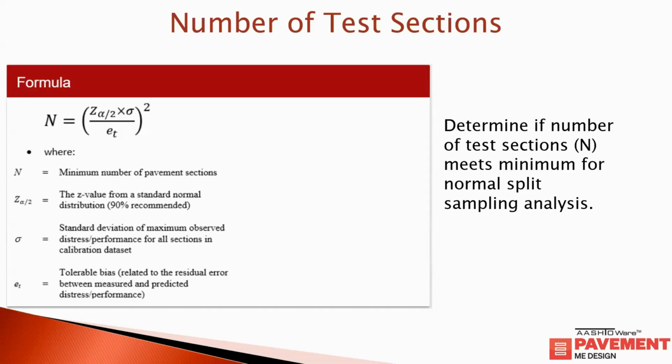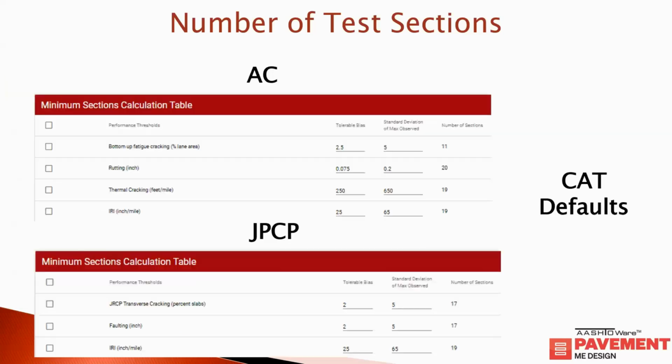So you would like the maximum of distress to be the last measurement, the most recent measurement for a pavement section. It doesn't always work that way though, but whatever the maximum is, whether it's the last one or the previous or the one before that, that's the value that's being picked. And it's going to assume the standard deviation you're entering for those sections. And then a tolerable bias, what your measured error can be.